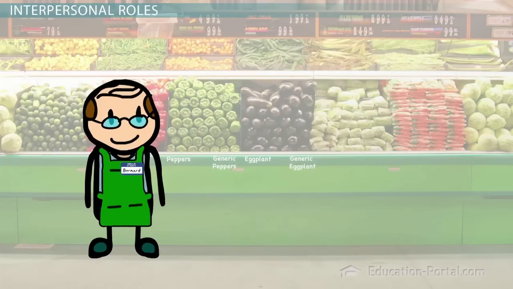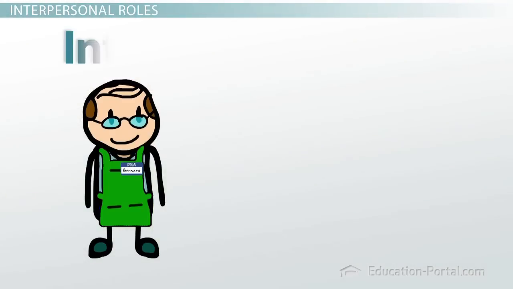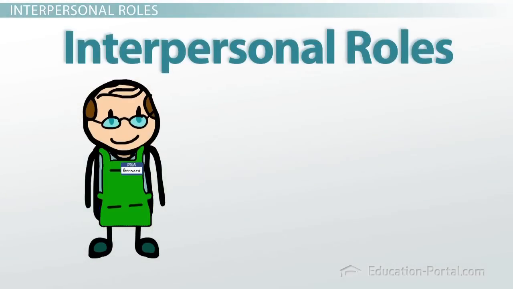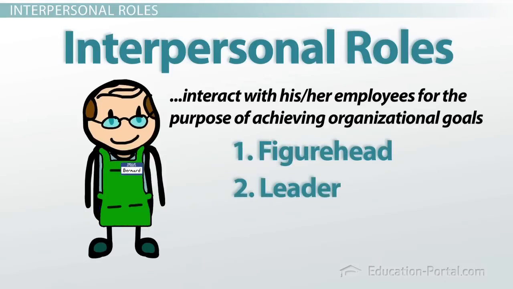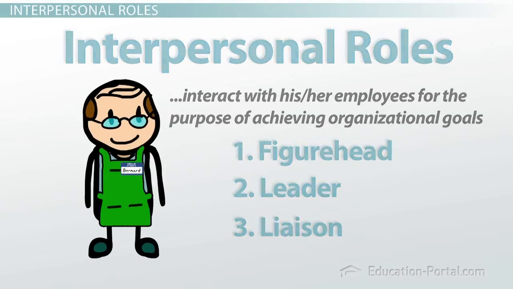The first category of roles described by Mintzberg are called interpersonal roles. These roles involve the behaviors associated with human interaction. In other words, interpersonal roles are those roles which allow a manager to interact with his or her employees for the purpose of achieving organizational goals. There are 3 roles listed under the interpersonal roles, which include figurehead, leader, and liaison. Let's look at how these 3 roles are played out by Bernard.